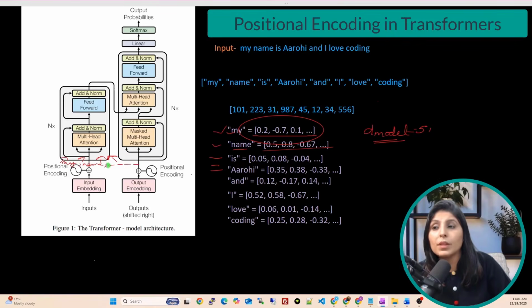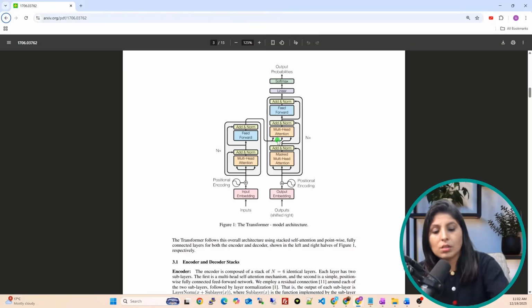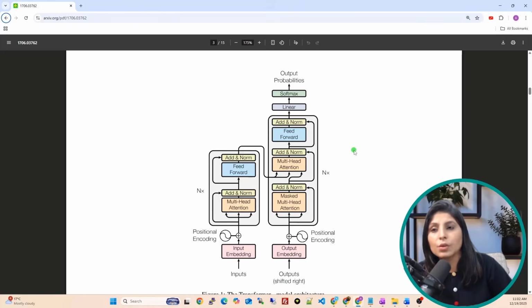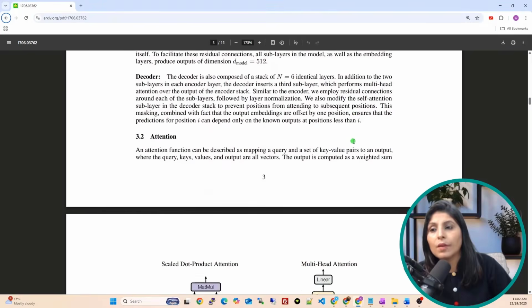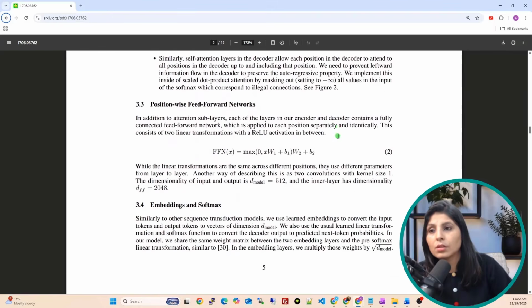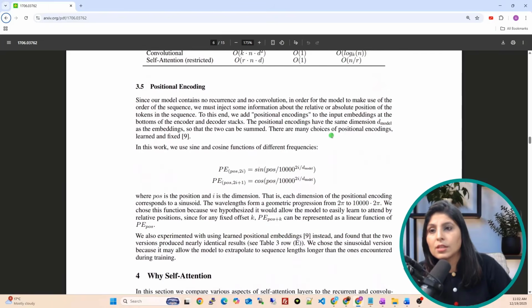So, for that, let's open the paper of the transformer. This is the architecture of the original transformer, the first transformer which was introduced in 2017. The paper is called "Attention Is All You Need". We will open that paper and see what is there related to positional encoding. Here is the transformer architecture which I've shown you. Now just scroll down and we will go to the section where they have discussed positional encodings. See, this is the section.